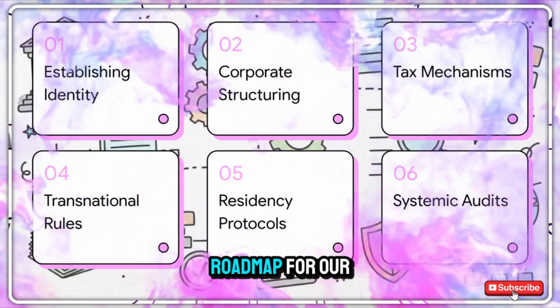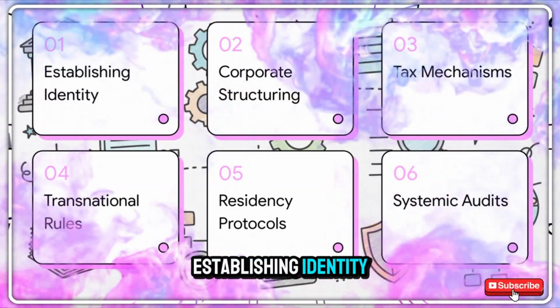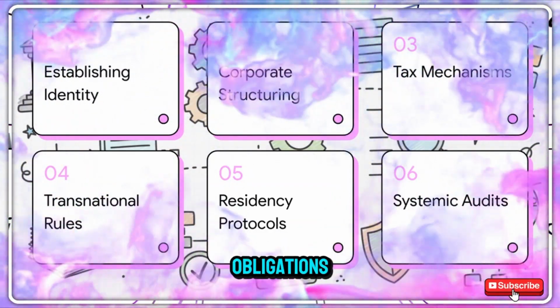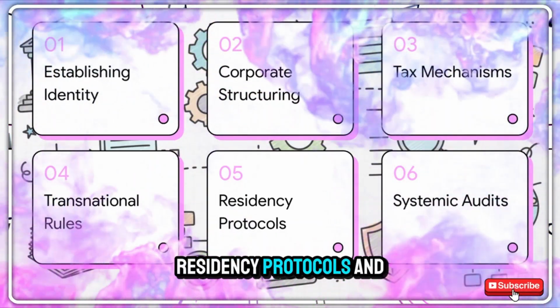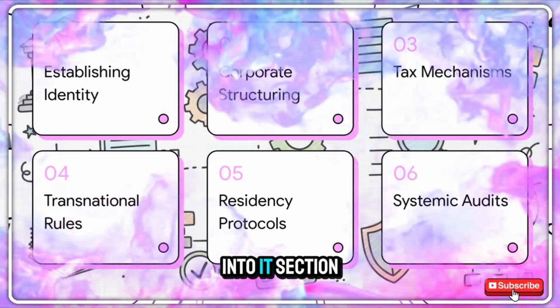Here is the roadmap for our analysis today. We'll start with establishing identity, then corporate structuring, tax mechanisms, transnational obligations, residency protocols, and finally, systemic audits. Let's get right into it.